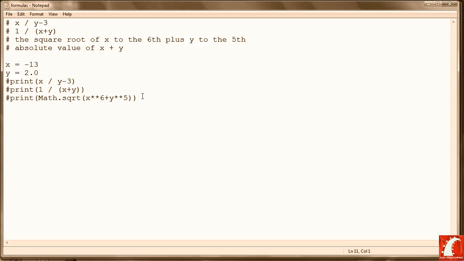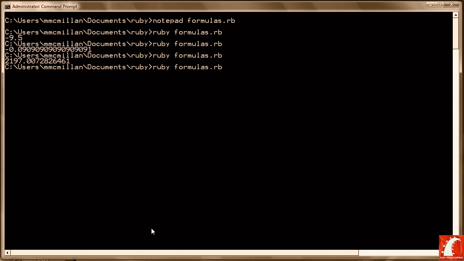For our last formula, we want to compute the absolute value of x plus y. So right here, we're going to write print x plus y ABS. Absolute value is a method from the numeric class. So it actually is tagged on to the end of our expression. Let's save that and execute it. And we get 11, which is correct.